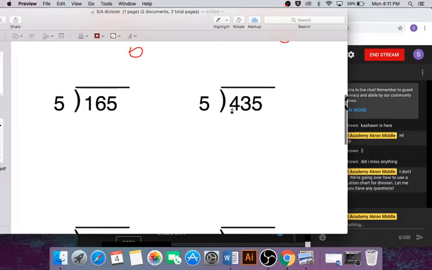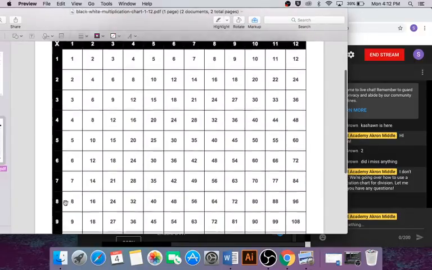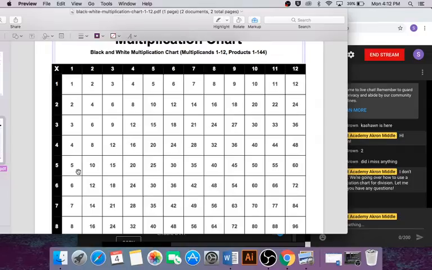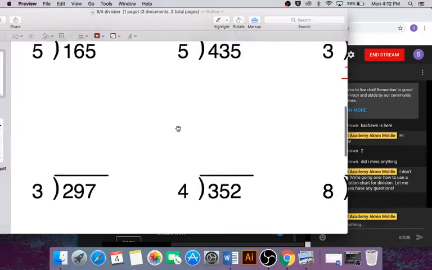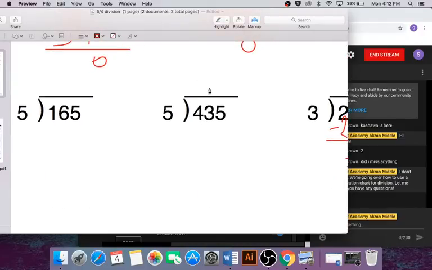Okay, our next problem, we have 435 divided by 5. 5 can't go into 4, so we need to see how many times 5 will go into 43 without going over. So we come down here to our 5 times table, and we see how close to 43 we can get without going over. So if here's 45, we'll have to go back to 40. So 5 times 8 is 40. So we need to put our 8 above the 3. 8 times 5 is 40.